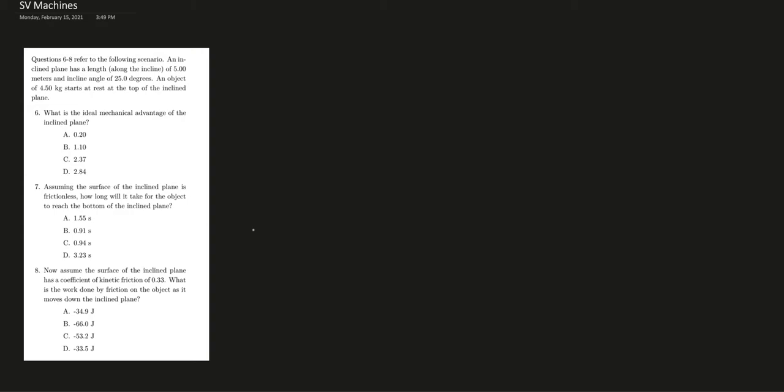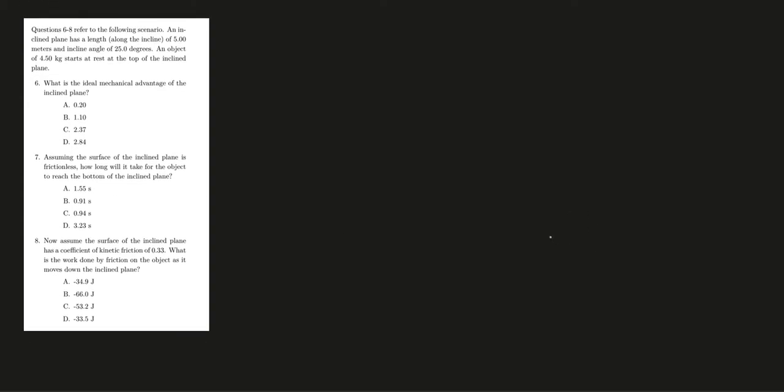Going to be going over questions 6 to 8 in the machines test of the Sierra Vista Invitational presents Olympiad. So the question reads, an inclined plane has a length of 5 meters and an inclined angle of 25 degrees. An object of 4.5 kilograms starts at rest at the top of the plane. The first question is asking, what is the IMA of the plane?